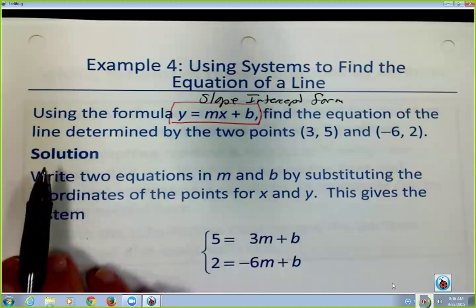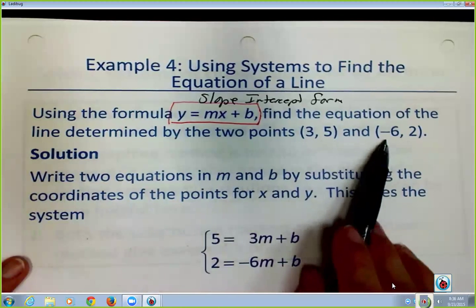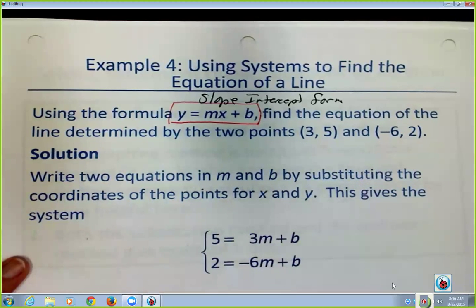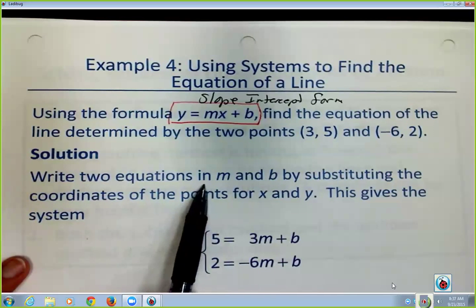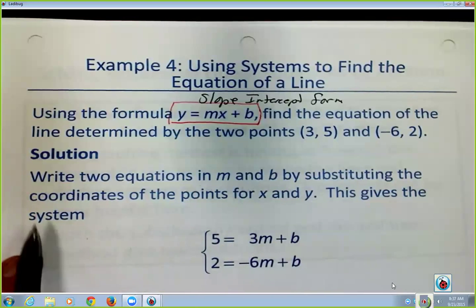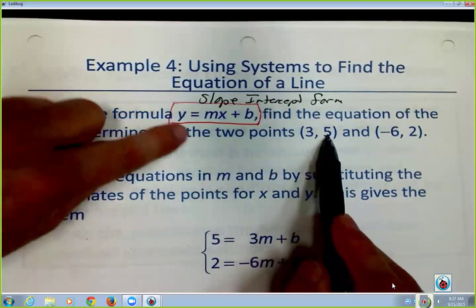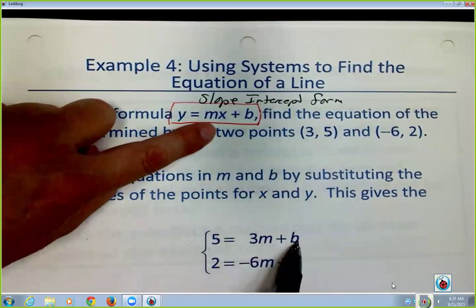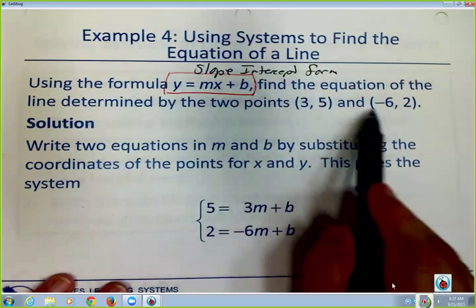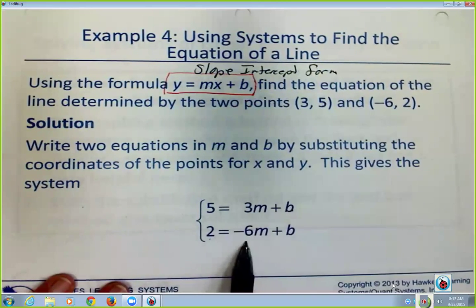Find the equation of the line determined by the 2 points, 3, 5, and negative 6, 2. And what this means is when you rewrite these, and you'll run across some of these in your homework, write two equations in M and B by substituting the coordinates of the points in for X and Y. So if I go back up here to my slope-intercept form, 5 is Y, 3 is X, and B I don't know. And then the second one, 2 is Y, negative 6 is X, and M is my slope plus B.